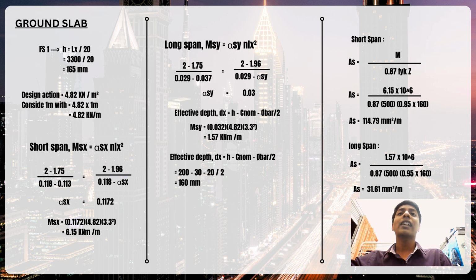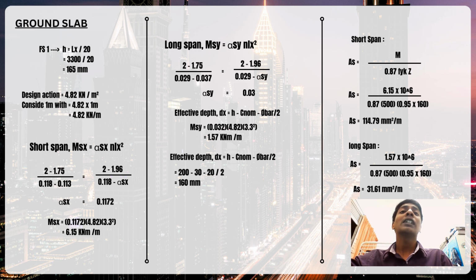Ground slab. This is an example of calculation for the FS1. Firstly, we need to find h equals Lx over 20. And secondly, we need to find the short span and long span. The formula is MSX equals ASX nLx square. For long span, ASY nLx square. We substitute, we got MSX is 6.15, MSY is 1.57.